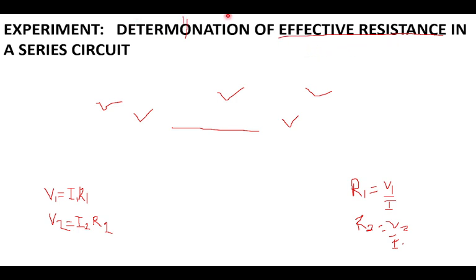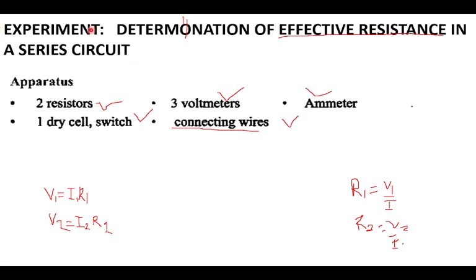So how can you determine it? This is supposed to be determination, not determination, all right? So I beg your pardon there. This is supposed to be an I, all right? So how do you carry out this experiment to determine the total resistance in a series circuit? Great. So you shall need the following items. You'll need 2 resistors, 1 dry cell, a switch.